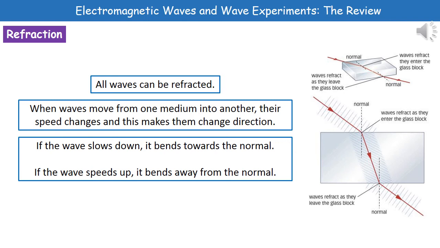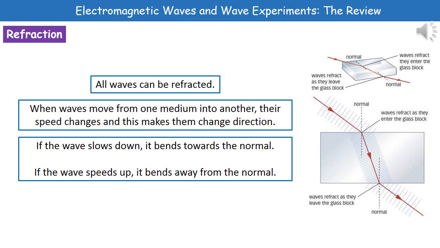I've given you the example on the right there with the diagrams of our glass block. What we can see is our waves come in and they hit the glass block on the right hand side first of all. Because the glass is a denser medium, it's going to slow down those waves on the right hand side first of all.